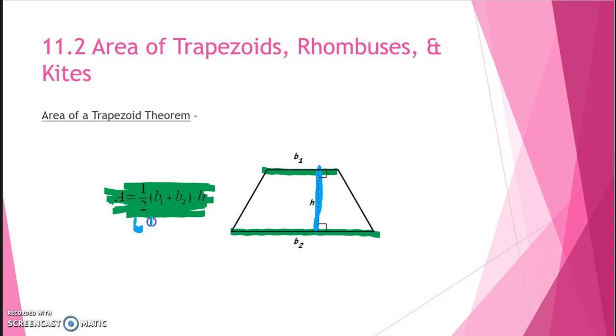Another way to look at it is that this is how we found the mid-segment of a trapezoid. So you find your mid-segment length, and then you multiply that by the height.